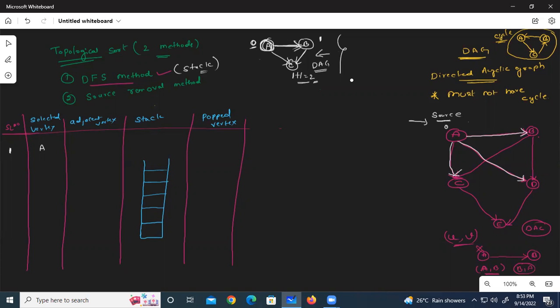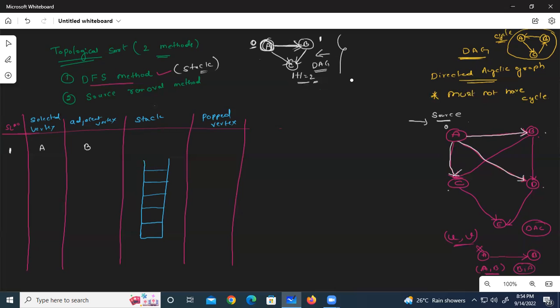Now see the adjacents of this vertex. A's adjacents are what? B, D, and C. These are all the adjacents. So which adjacent do you want to visit first? You decide. I want to visit B now. Please understand, first I am going to visit B. From here to here, A to B, I am going to visit. So I will select the adjacent vertex, that is B.